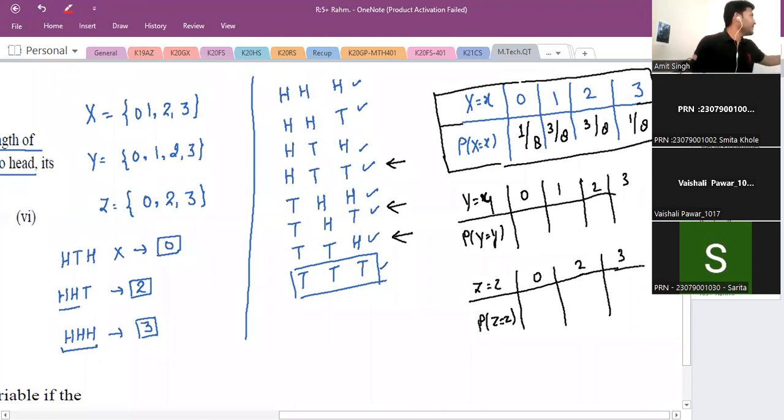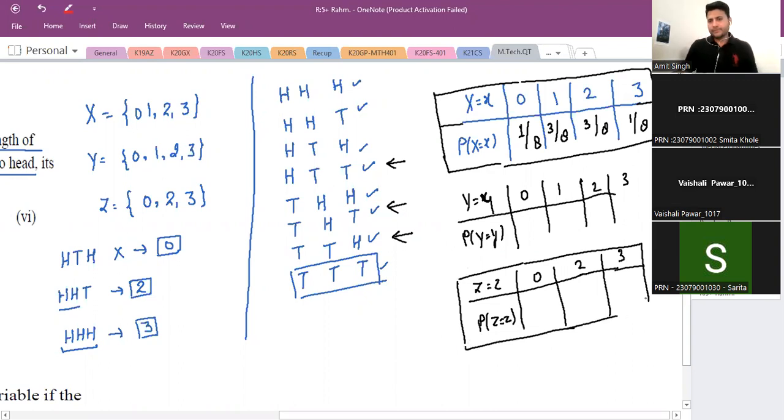Yes, beta. All the three seats are there. CA3, CA4, and final sheets. So all of you do try to find this probability distribution table for Z. When done, you can let me know.